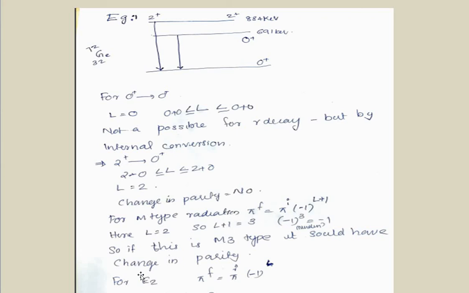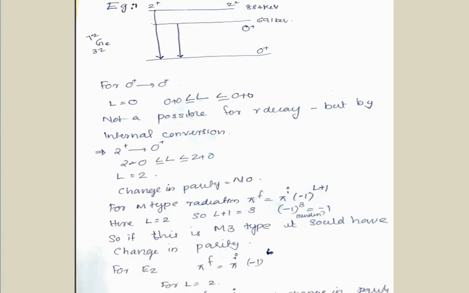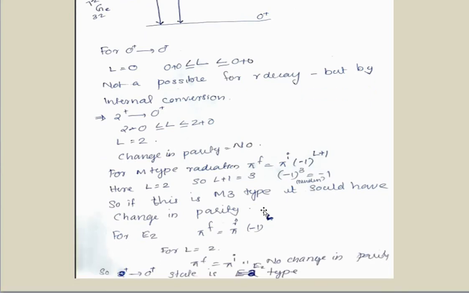Okay, let us check for E2 type. For E2 type, check pi F is equal to pi I into (-1)^L. In our case L has the value 2, so pi I is equal to pi F. That means there is no change in parity. So the only possible type of radiation is E2 type. So E2 is the radiation here. Okay, 2 plus to 0 plus transition is E2 type, that is, electric quadrupole type radiation.